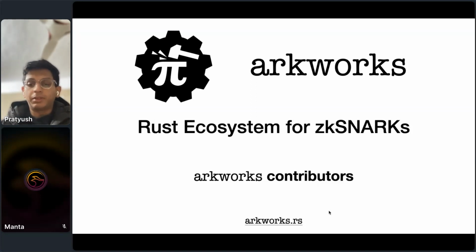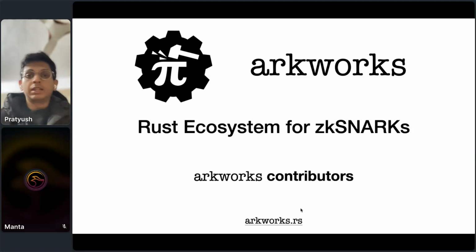Okay, so in this presentation, I'll be talking about Arkworks, which is a Rust ecosystem for zkSNARKs. I am a co-maintainer of it, but it's the hard work of a lot of contributors, of which I'll try to list all of them towards the end. You can find our GitHub repo at this link, arkworks.rs.